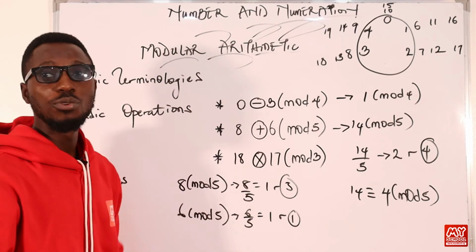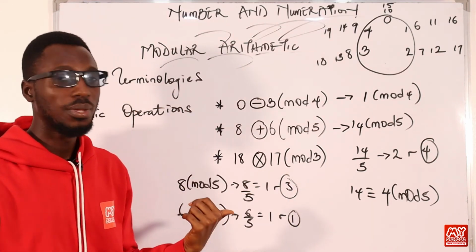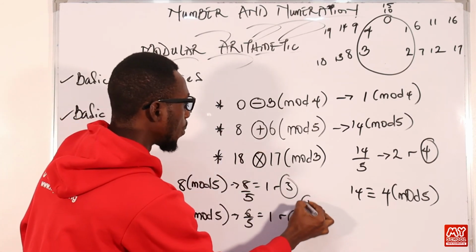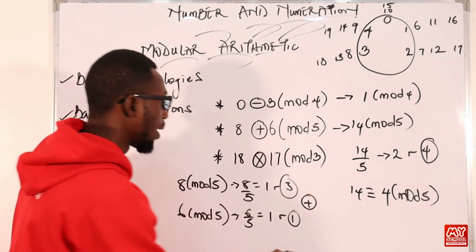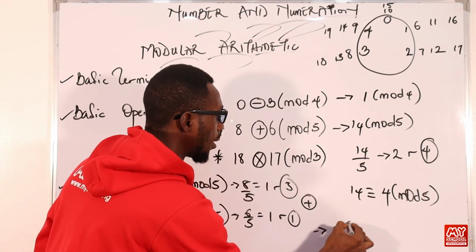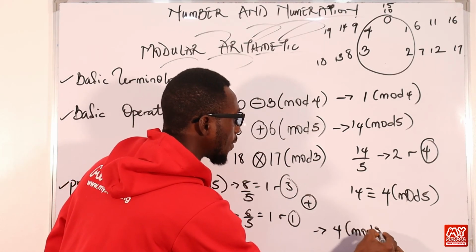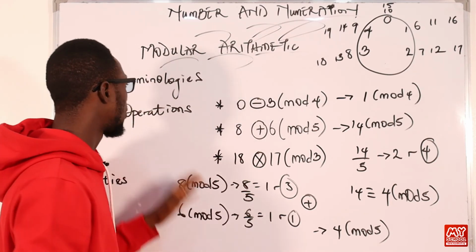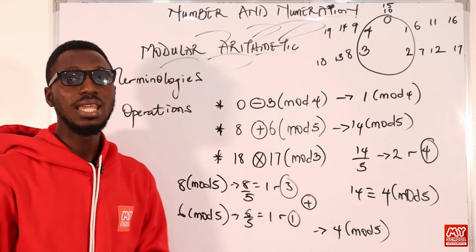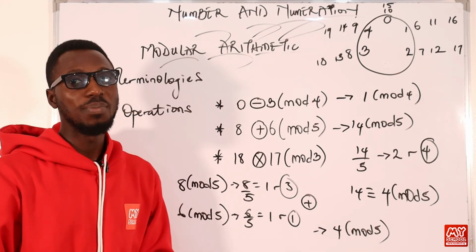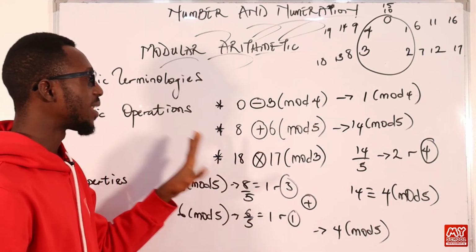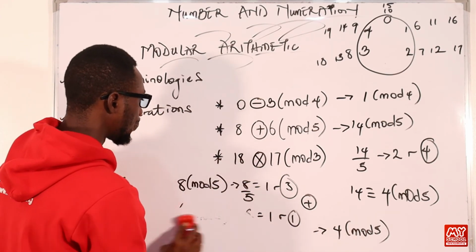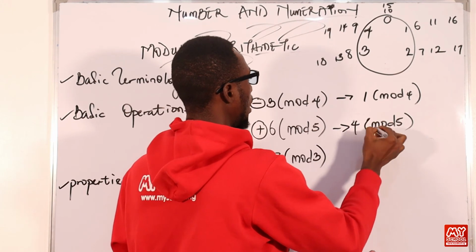Okay, so I can add their remainders together to get the answer. You know the sign here is plus, so let me put the plus sign. So 3 plus 1, that is 4 in modulo 5. So I've actually reviewed one of the properties that you'll be using concerning basic operations in modular arithmetic. So this is your answer, 8 plus 6 in modulo 5. That should give you 4. So this should be 4 in modulo 5.